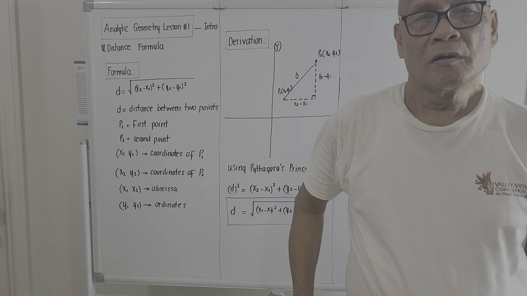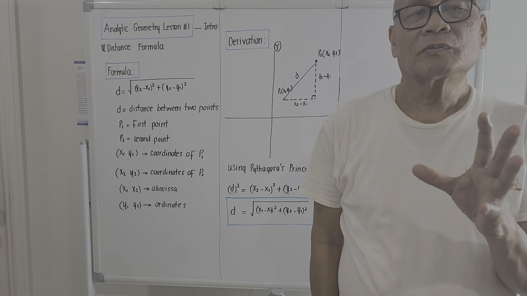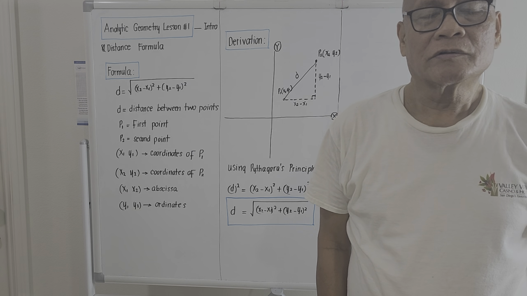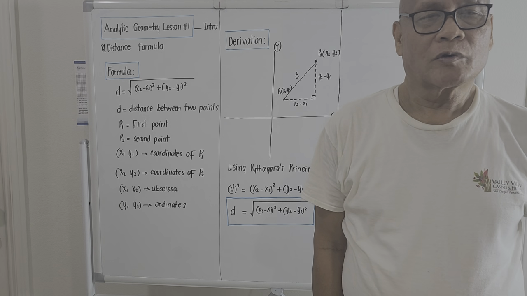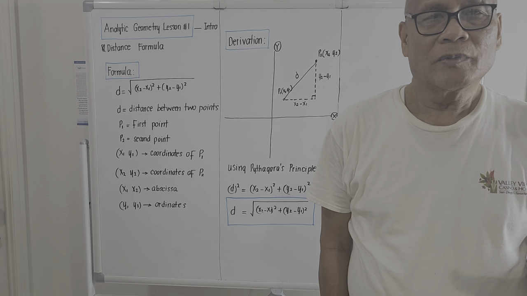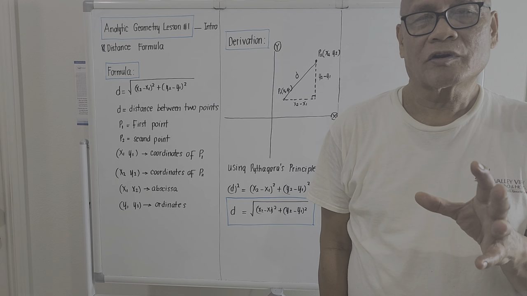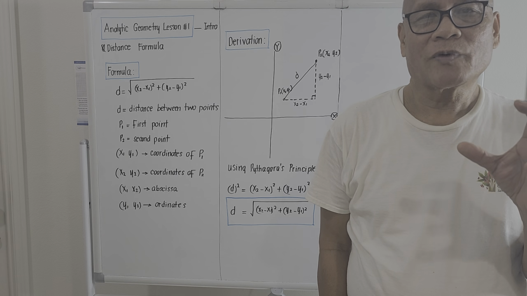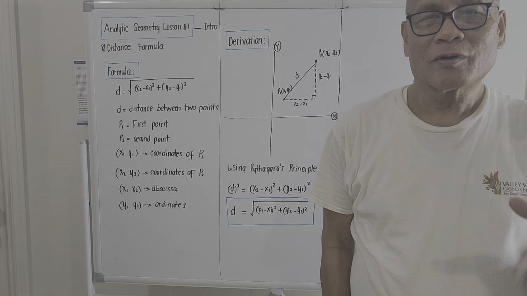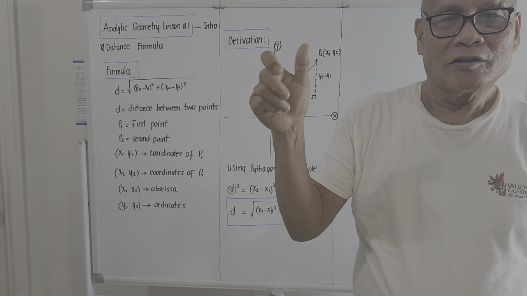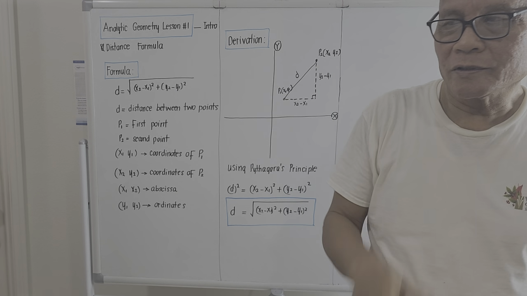Analytic Geometry. The concentration of the subject matter will be later on the conic sections. Okay? Because for those who are taking up BS math or other math subjects, the concentration is actually on the conic sections. But we must pass by lesson number 1, and that lesson number 1 is intro and the so-called distance formula. Okay, let's proceed.